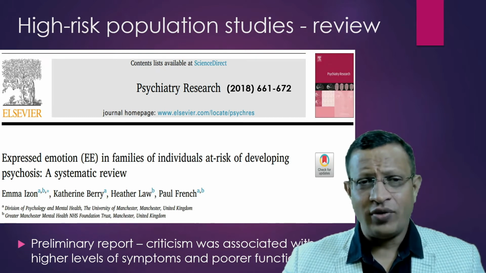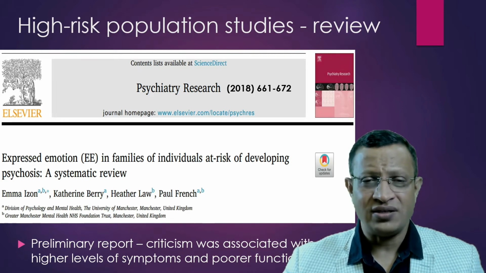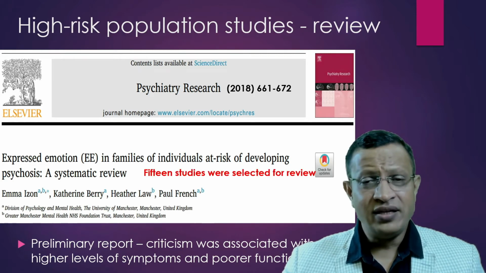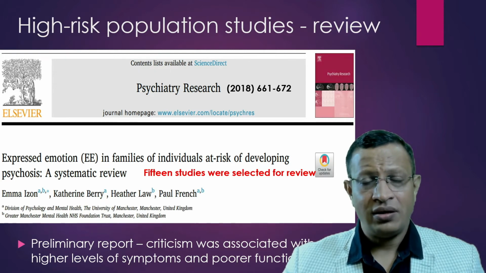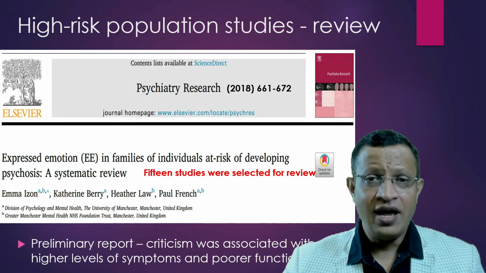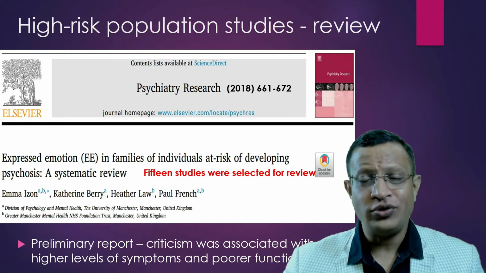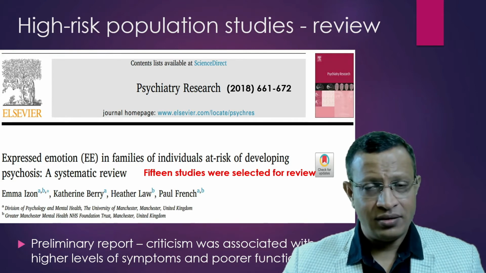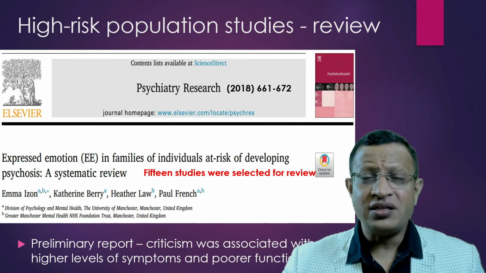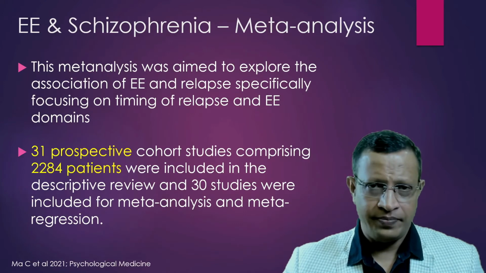There was another important review article that came in 2018, published in Psychiatry Research. The title of the study was Expressed Emotion in Families of Individuals at Risk of Developing Psychosis, a systematic review. This systematic review included 15 studies which studied the high-risk population in developing psychosis. Again, this study clearly said that expressed emotion played a crucial role in relapse. Further, this article also mentioned criticism was associated with higher level of symptoms and poorer functioning.